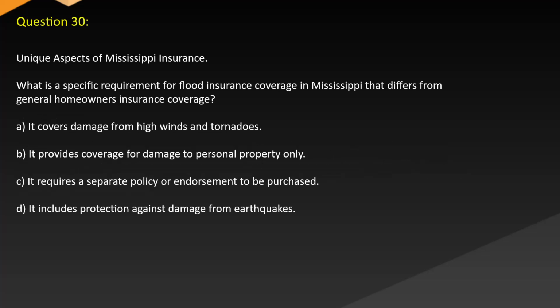Question 30. Unique aspects of Mississippi insurance. What is a specific requirement for flood insurance coverage in Mississippi that differs from general homeowners insurance coverage? A. It covers damage from high winds and tornadoes. B. It provides coverage for damage to personal property only. C. It requires a separate policy or endorsement to be purchased. D. Includes protection against damage from earthquakes.